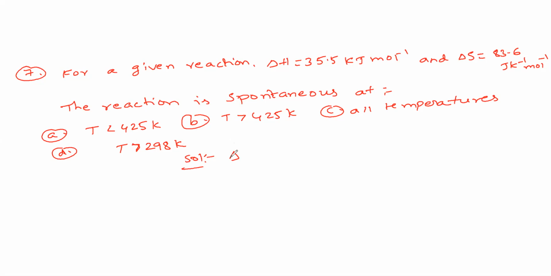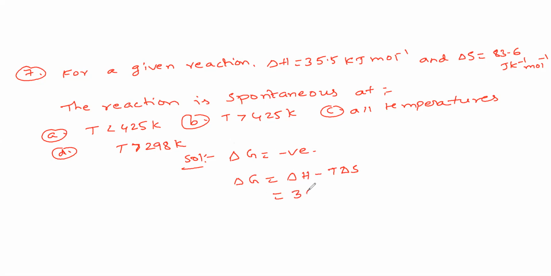The important condition is that delta G should be negative. The standard free energy change should be negative. So we know how to find delta G: delta G is equal to delta H minus T delta S. And we know the value of delta H, that is 35.5 kilojoules.